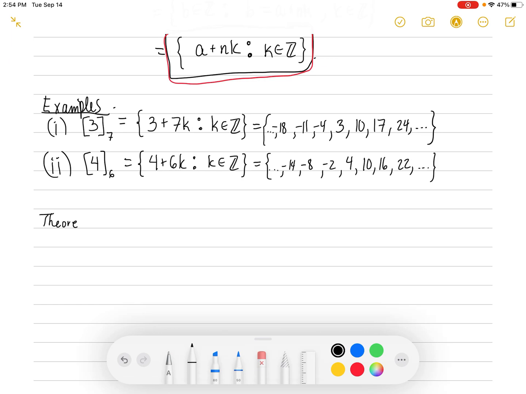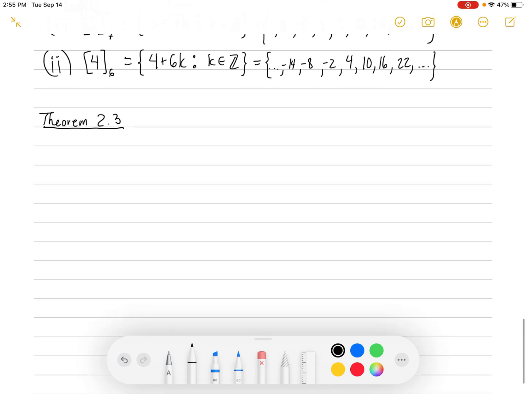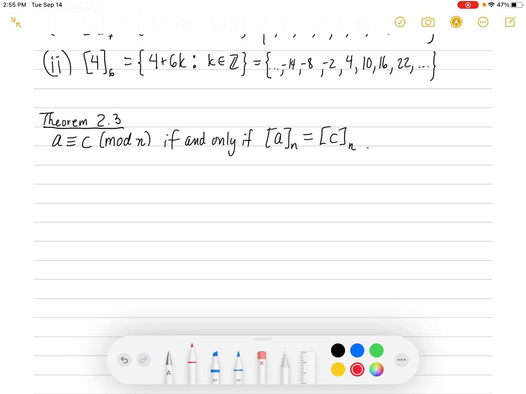Okay, so here's Theorem 2.3, which is next. It's a really important theorem that's going to probably be used occasionally. It'll be used some in this unit, Chapter 2, and probably in later units. This says that A is congruent to C mod n if and only if the congruence class of A mod n is equal to the congruence class of C mod n.